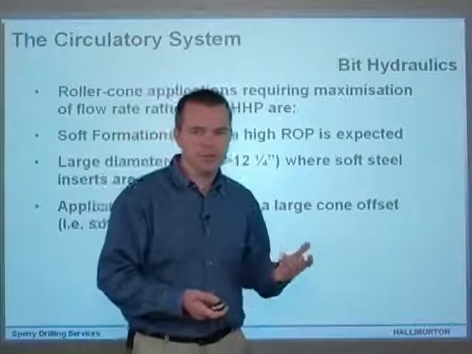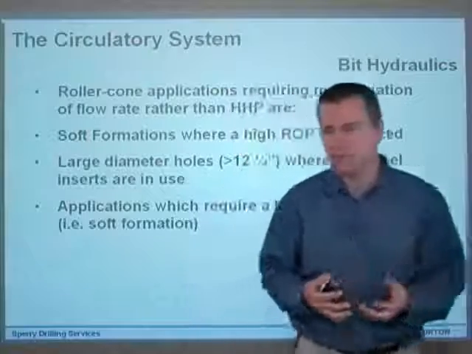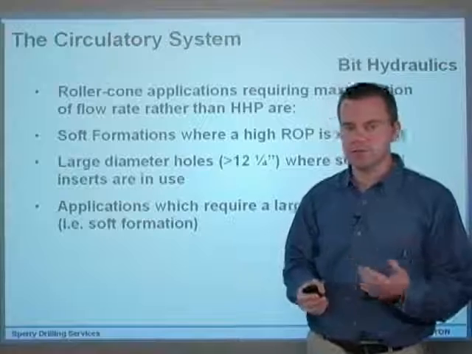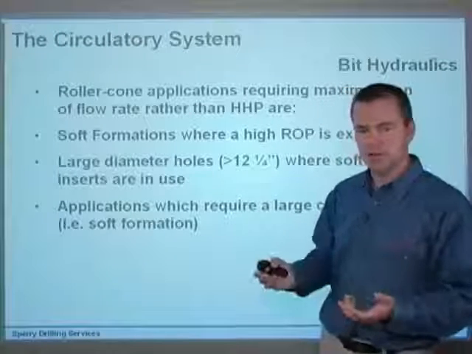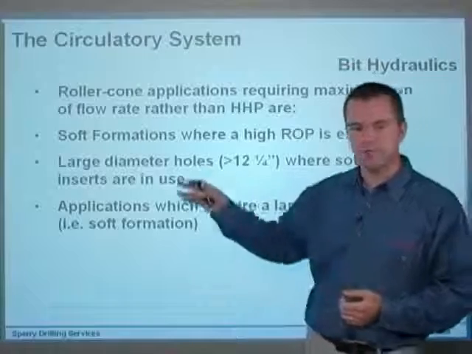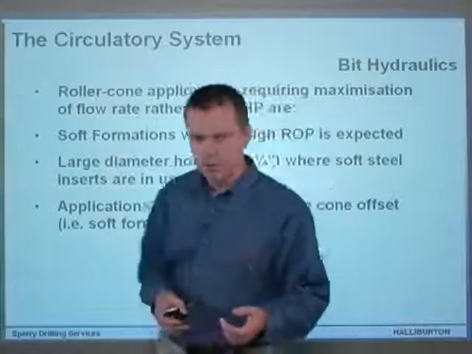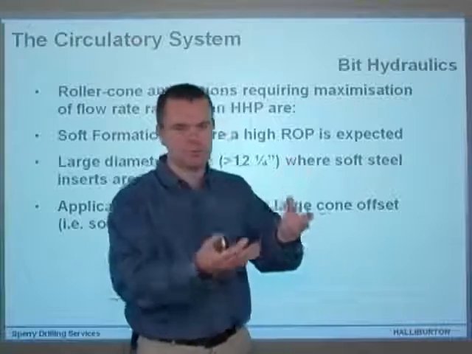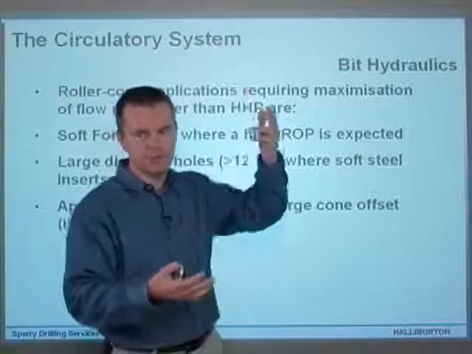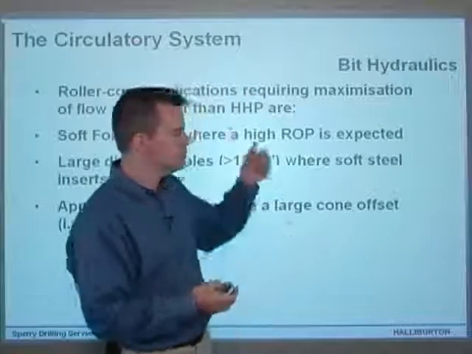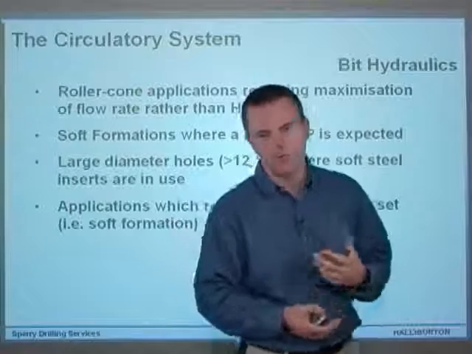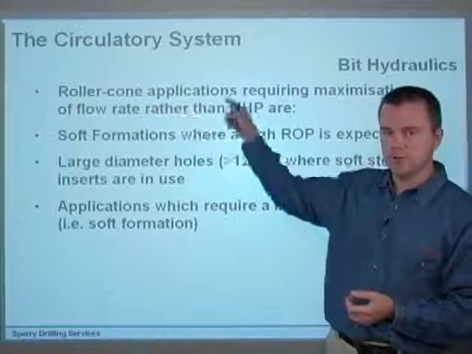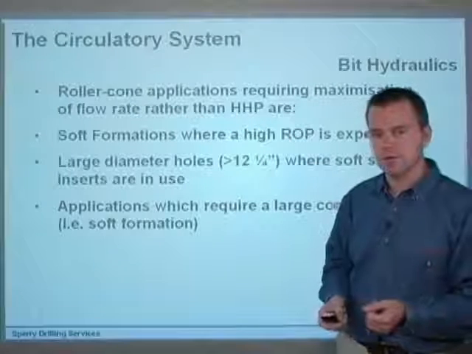For roller cone applications requiring maximization of flow rate rather than hydraulic horsepower, as I mentioned before, sometimes optimizing flow rate's better than optimizing your hydraulic horsepower. The occasions when you might like to do that are when you're in soft formations where a high ROP is expected. Because if your ROP is very high, you're going to generate a whole lot of cuttings. So you really want to get those cuttings traveling up the hole as fast as you can, get them away from the bit. So you want to maximize your flow rate. If you're in a soft formation where you're going to be drilling very, very fast, just get the flow rate up there. Forget about trying to optimize your hydraulic horsepower.